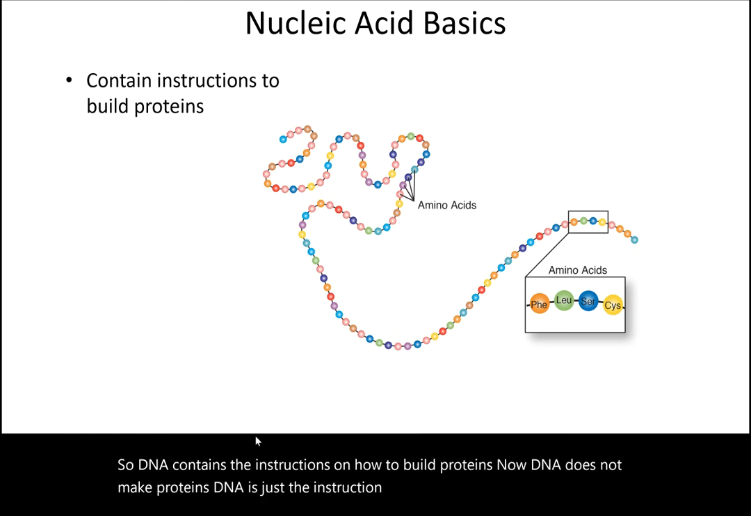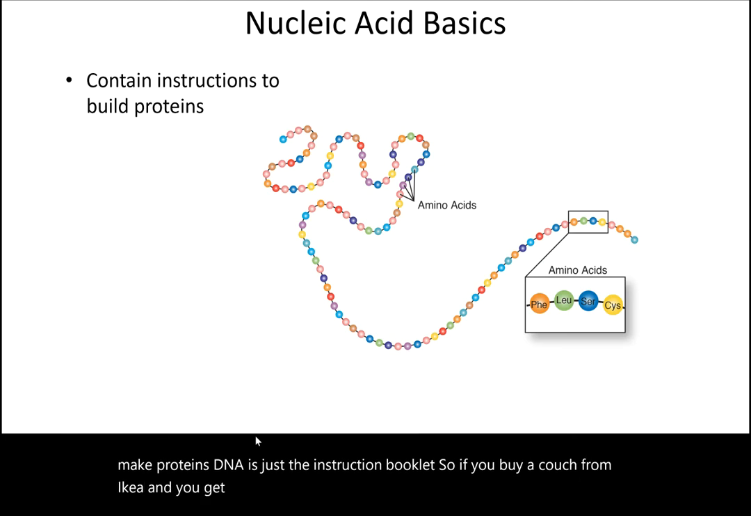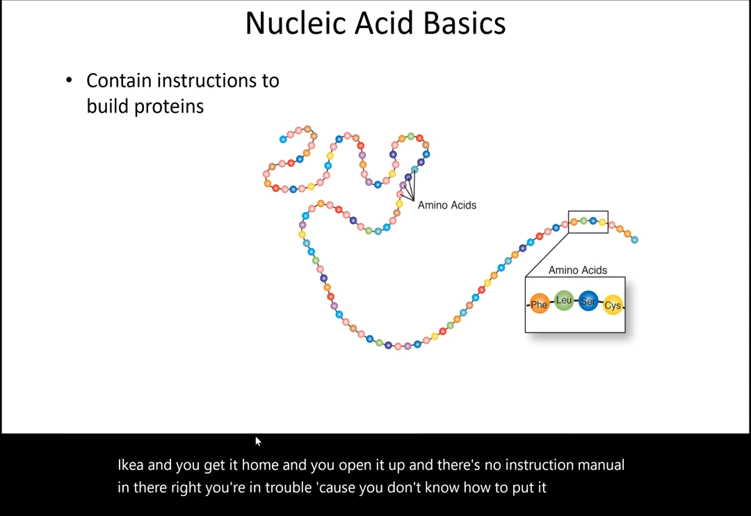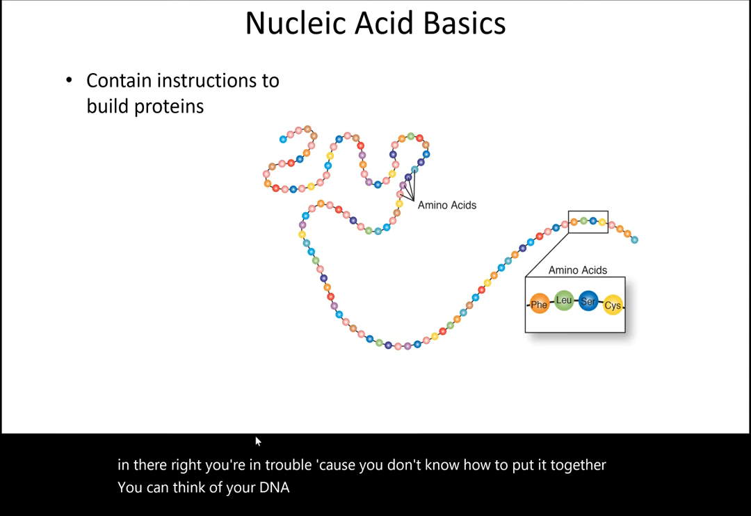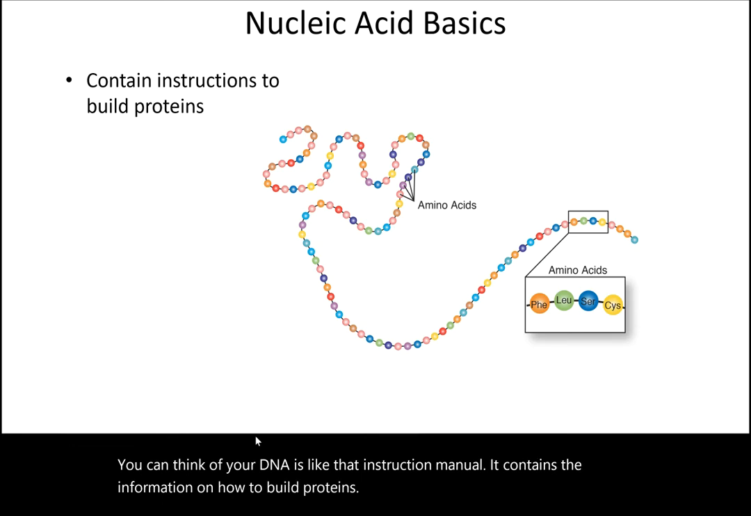So, if you buy a couch from IKEA and you get it home and you open it up and there's no instruction manual in there, right? You're in trouble because you don't know how to put it together. You can think of your DNA as like that instruction manual. It contains the information on how to build proteins. Remember, proteins are built from amino acids.